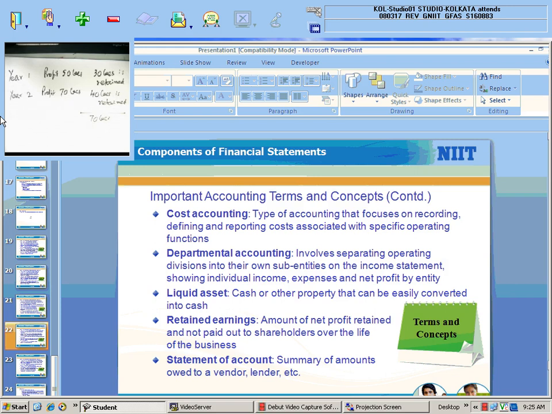Instead of asking the shareholders to provide more capital, out of the profit of 50 lakhs earned, which actually belongs to the shareholders, they are keeping 30 lakhs in the business and distributing 20 lakhs to the shareholders as dividend. So the purpose of retained earnings, when a company retains a part of the profit, is to use that money as additional capital needed to grow the business.